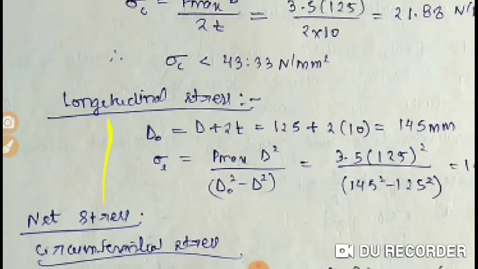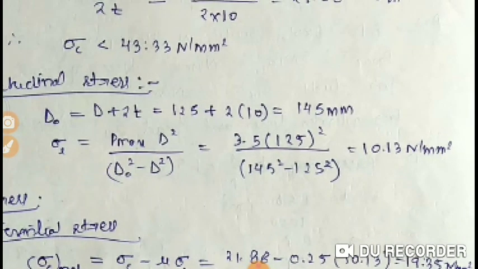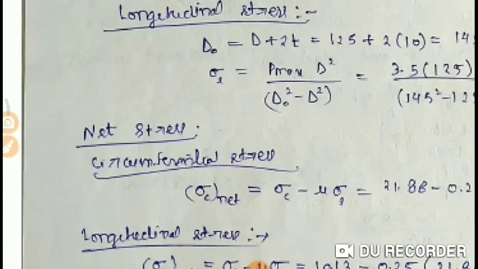Next, calculate the longitudinal stress by the same kind of formula. All these formulas are given in the data book, so you can easily follow them. Calculate D naught, then put the values of D naught and D in the formula P max D square upon D naught square minus D square, and calculate the value of sigma L. After that, check whether it is less than or greater than the permissible stress value, that is 43. It is less, so it is safe.